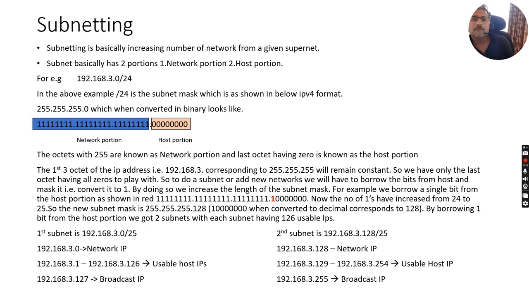But out of that 128, 2 IP addresses will be unusable. You cannot use those 2 IP addresses. What are they? One will be the network IP and the other will be the broadcast IP. The remaining 126 IPs you can use.